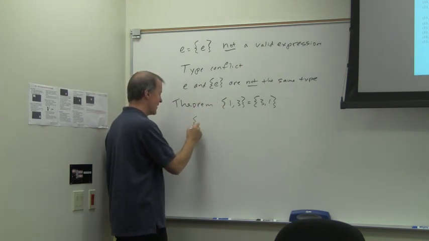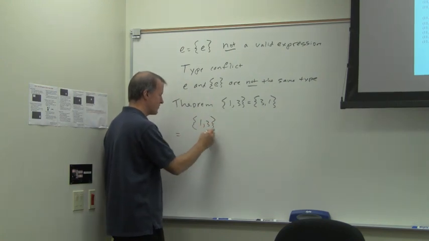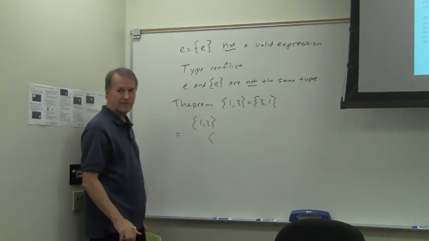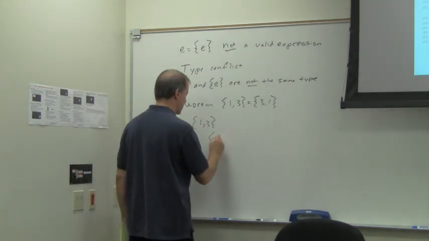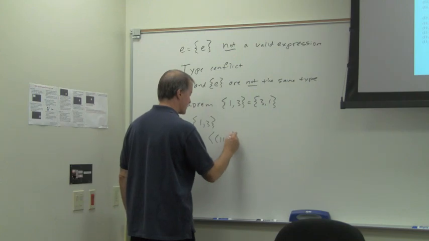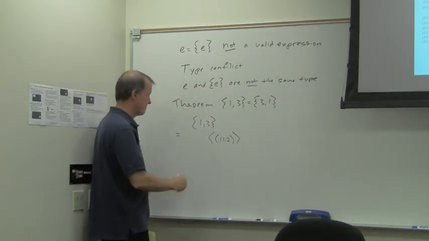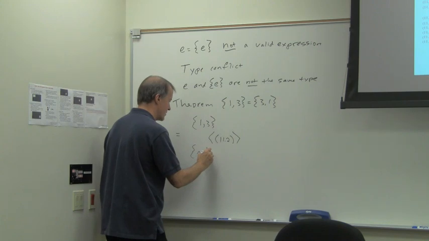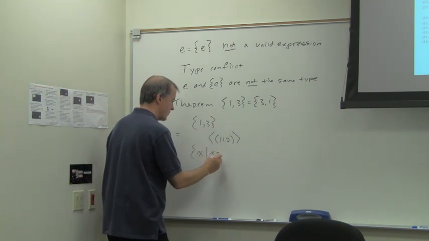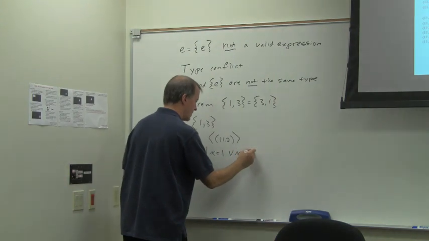I'll do the left side. So {1, 3}. Ben, what do you think we should do? I think we should change it from enumeration using 11.2. All right, using 11.2, if we use 11.2, what's this? The set of X, range X equals 1 or X equals 3, body X.